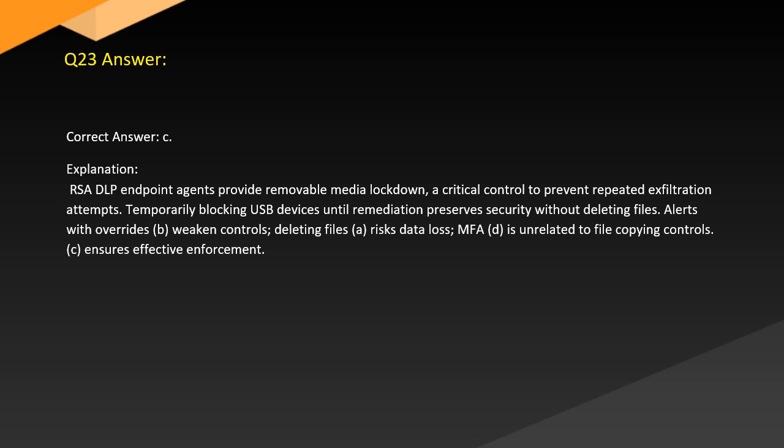Answer. Correct answer: C. Explanation: DLP endpoint agents provide removable media lockdown, a critical control to prevent repeated exfiltration attempts, temporarily blocking USB devices until remediation, preserving security without deleting files. Alerts with overrides, B, weaken controls. Deleting files, A, risks data loss. D is unrelated to file copying controls. C ensures effective enforcement.